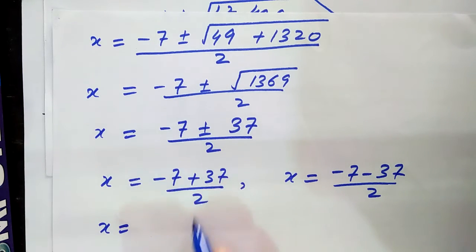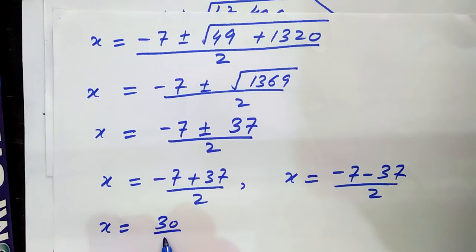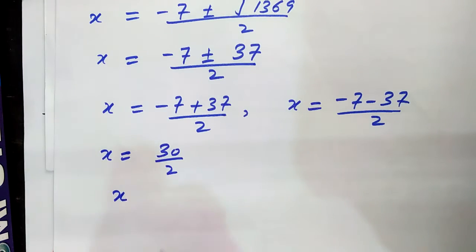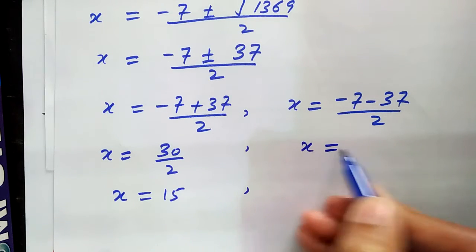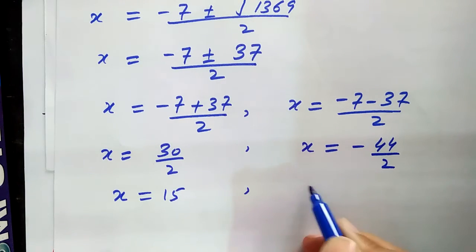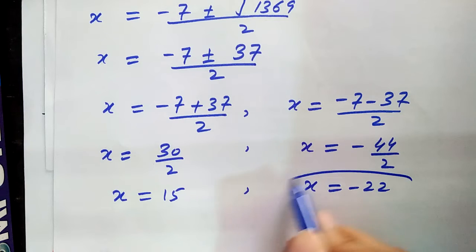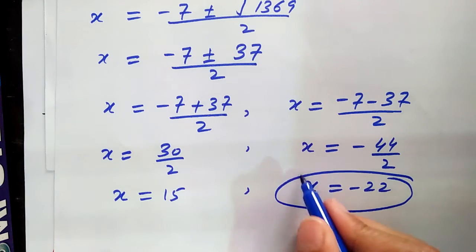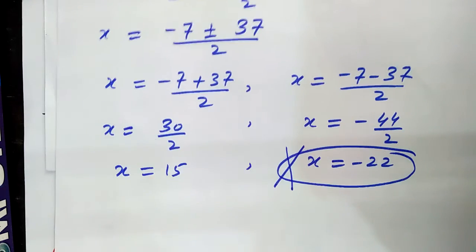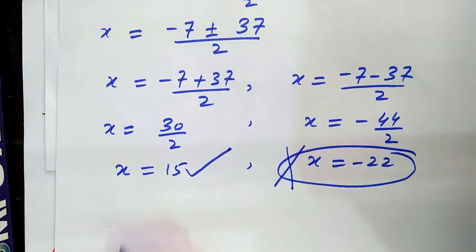If I solve this portion, I will get 30 over 2. So I will get the value for x, that is 15. Now if I solve this portion, I will get minus 44 over 2. So x is minus 22. This value is not possible for the dimensions of a rectangle since a dimension cannot be negative. So that's why I will discard this value and will consider the other value.